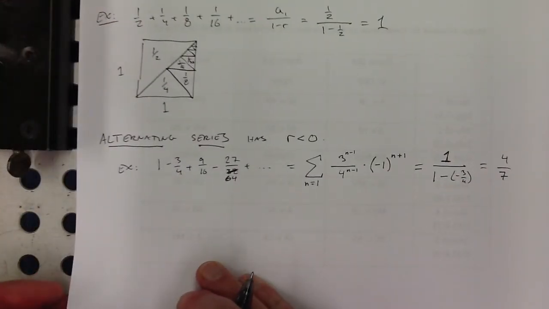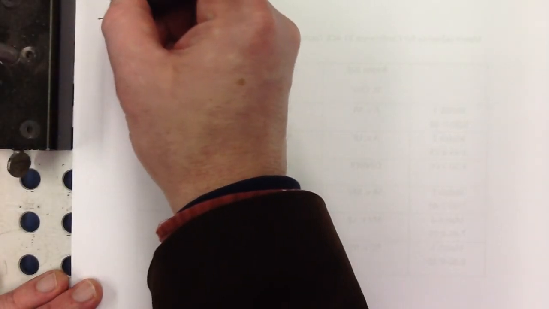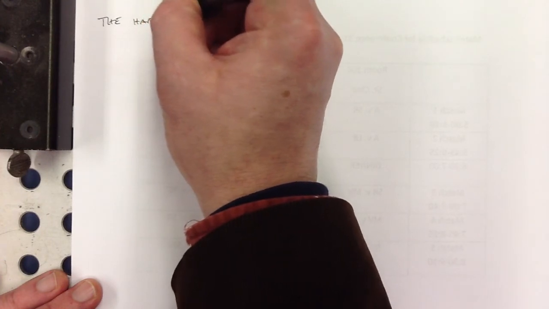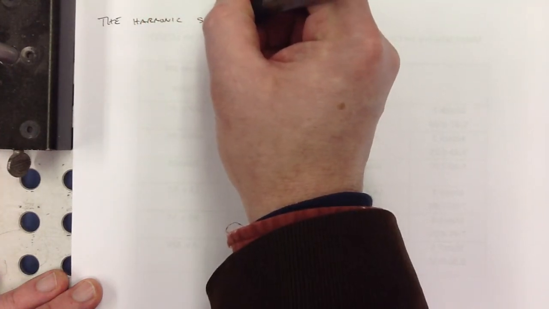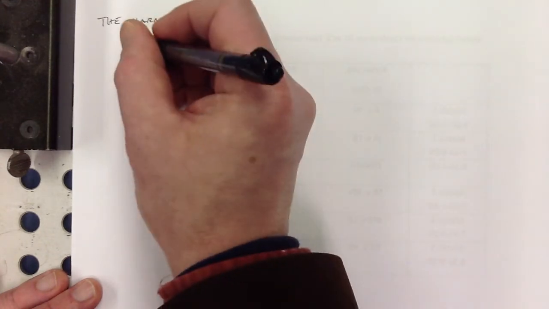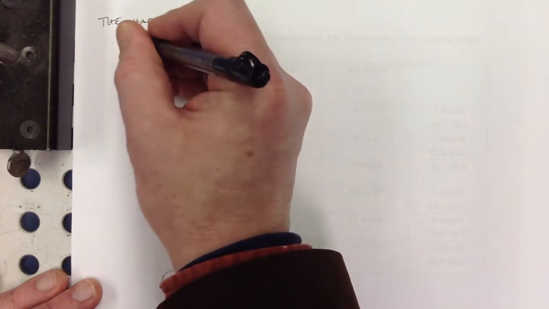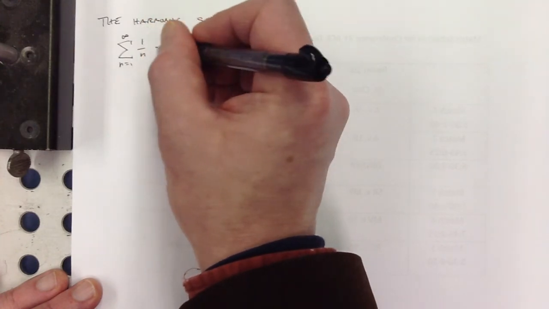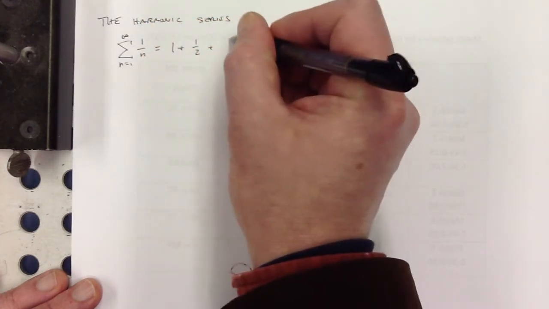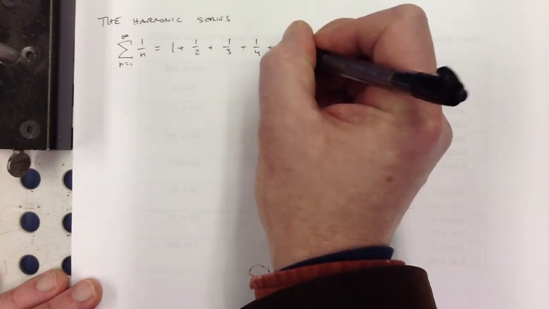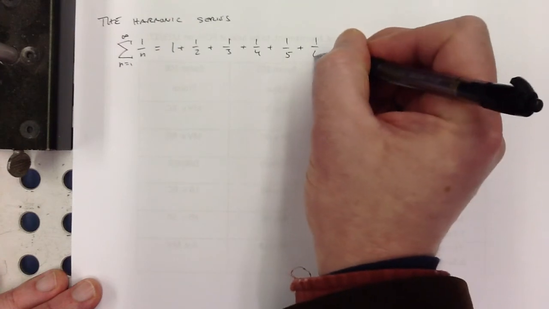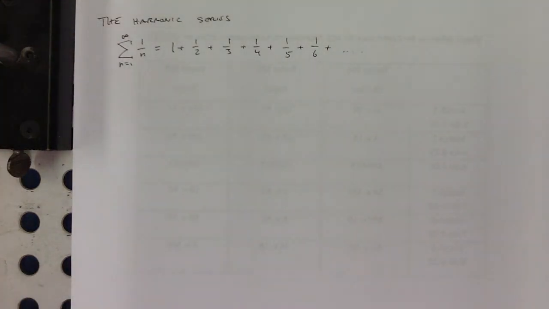All right. Now, one of the most important series, I think probably the most important infinite series that's not a geometric series, and maybe the most important of all, is the so-called harmonic series. And the harmonic series is the sum from n equals 1 to infinity of 1 over n. In other words, just the reciprocals of the natural numbers. This series does not converge.